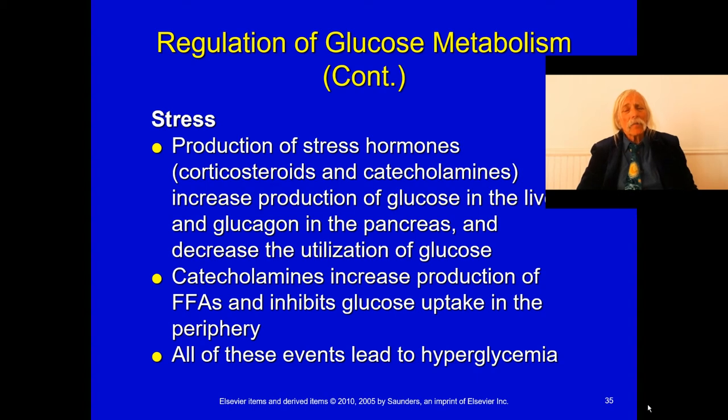So the catecholamines increase the production of free fatty acid release, and they inhibit glucose uptake in the periphery. So the central nervous system can continue to function on free circulating glucose during stress. All those events ultimately lead to hyperglycemia during stress because you're getting a lot of glucose kept in circulation, right? Because you're not getting that much glucose being taken up because insulin levels are decreasing during stress.